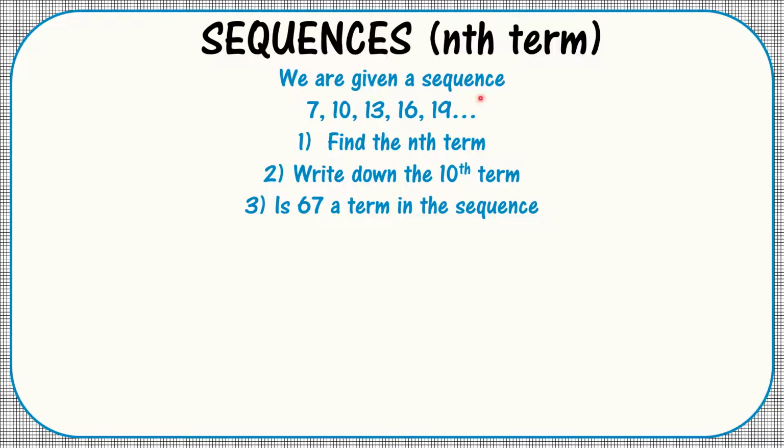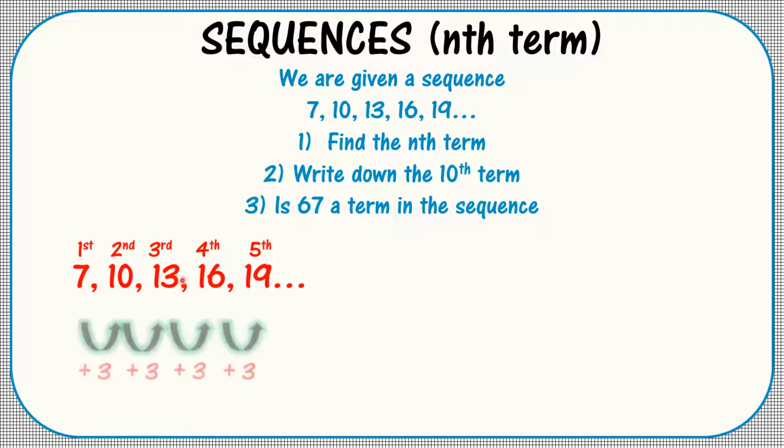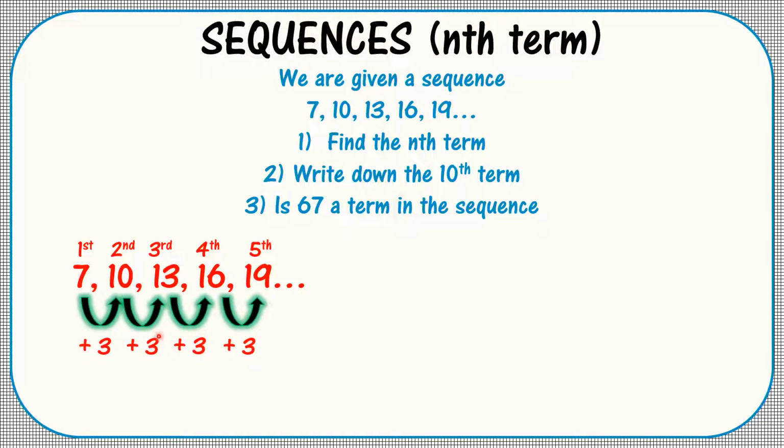We are given a sequence 7, 10, 13, 16, 19. Find the nth term. What you would do is, you know that 7 is the first term, 10 is the second term, 13 is the third term, so on and so forth. You know that the common difference is plus 3. So this 3 is a number you put in front of n. We need to find the 0th term. So we go back one, and we know that the 0th term is 4. Therefore, the nth term is 3n plus 4.